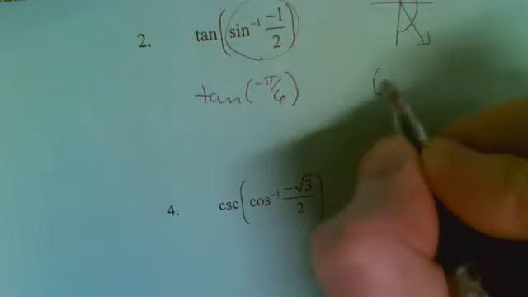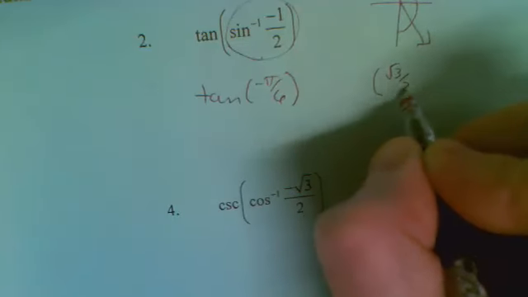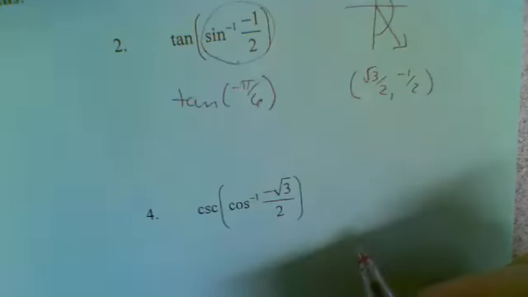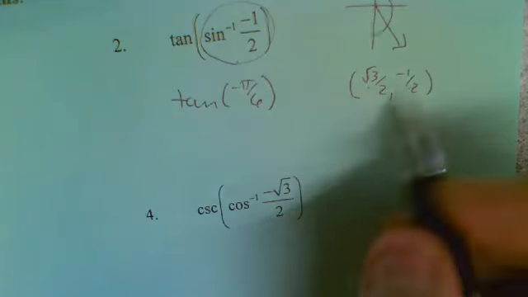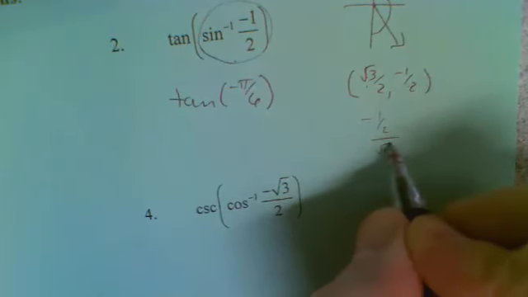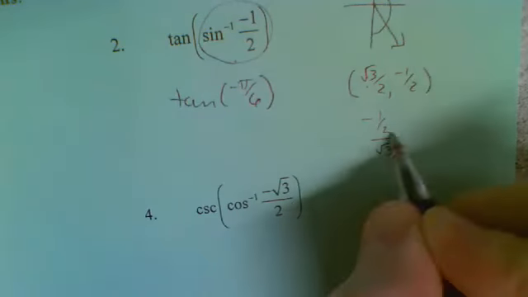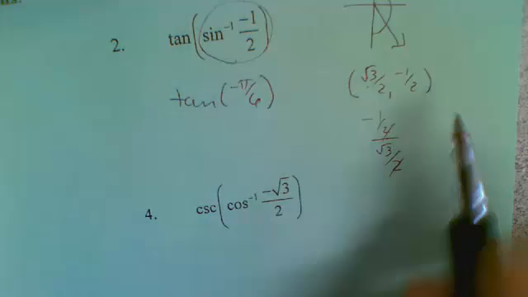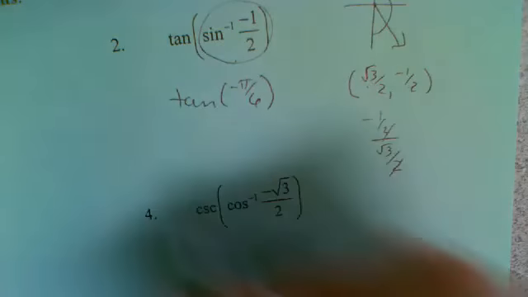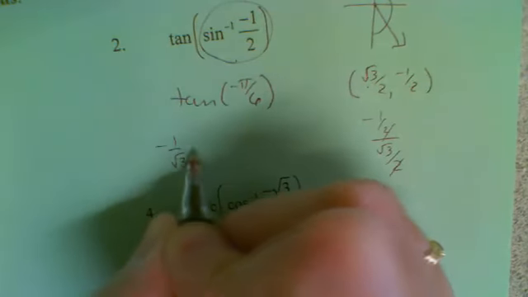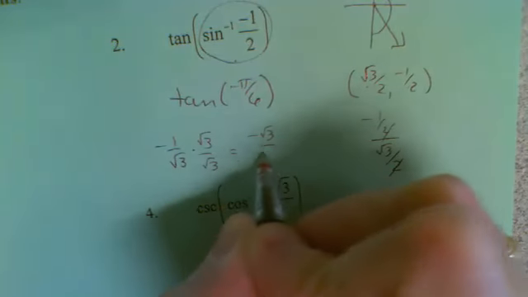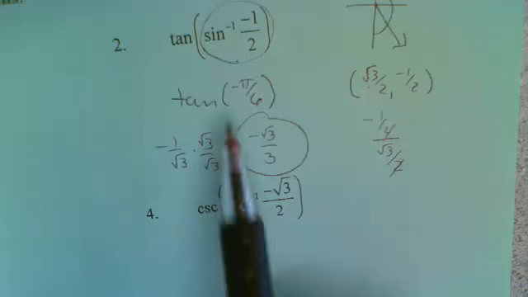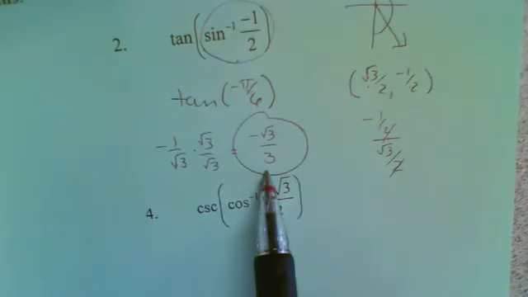Tangent is y over x. Let me write the ordered pair for that: radical 3 over 2, negative 1/2. So when I take y over x, I get negative 1/2 over radical 3 over 2. But remember, when you multiply by 2, the 2's go away. So you're left with negative 1 over radical 3, which when we rationalize the denominator, we get negative radical 3 over 3. Okay, so we first had to figure out the angle and then find the tangent of that angle.